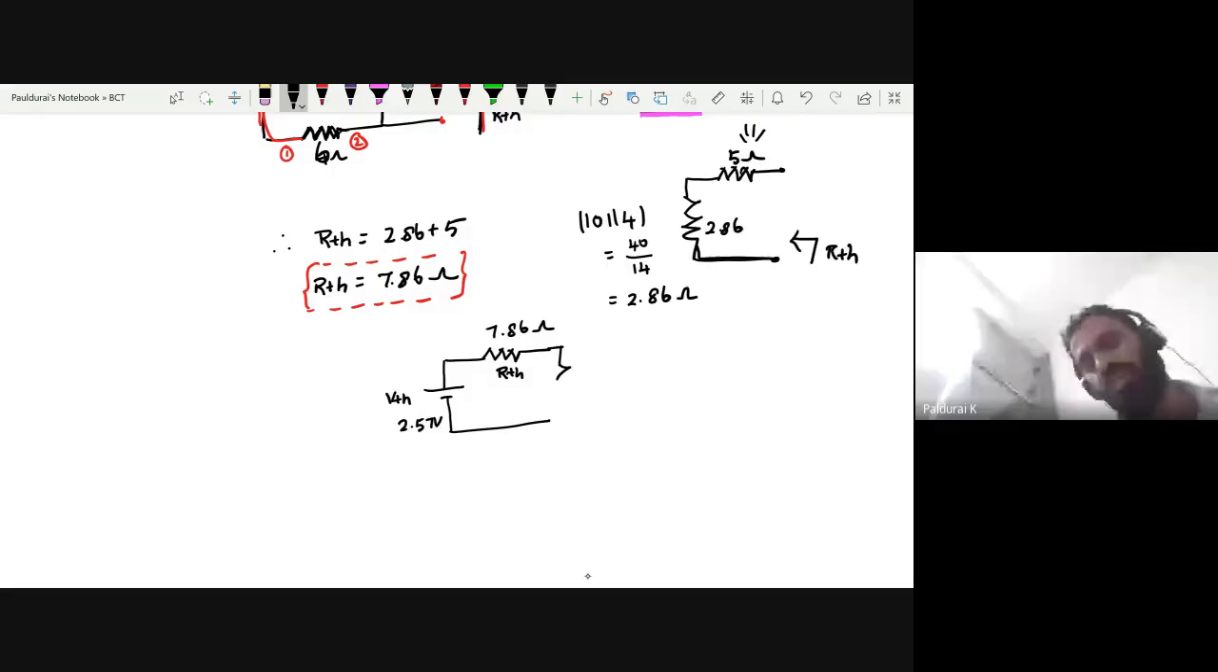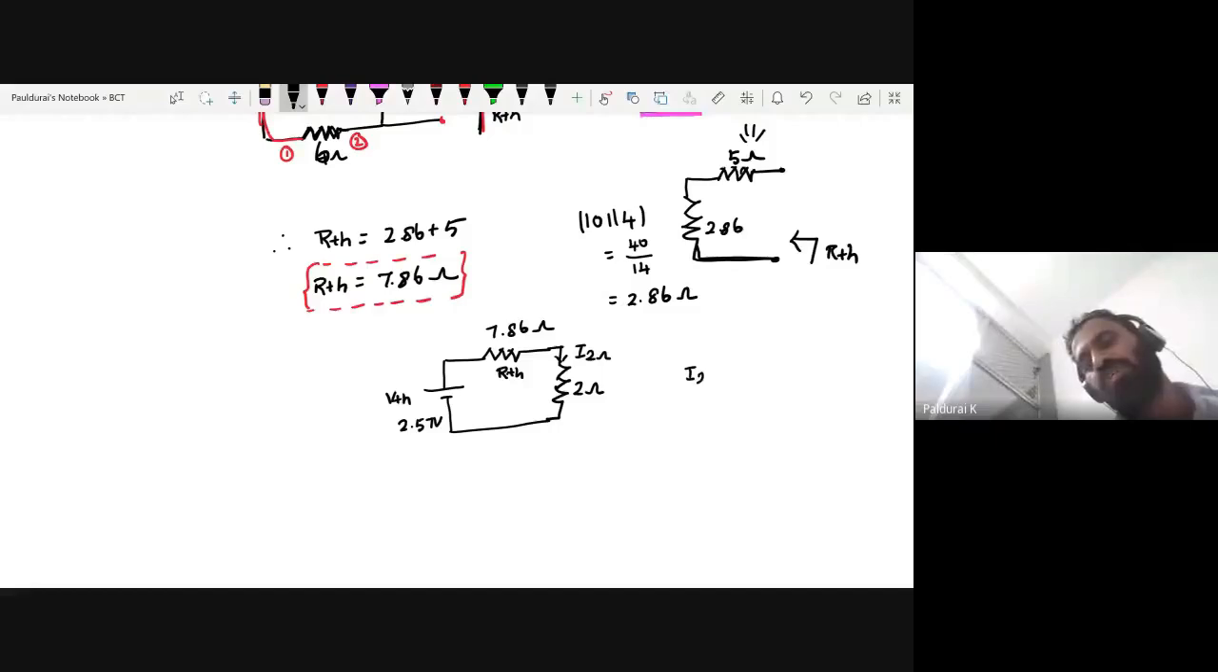Now connect the load. 2 ohm. Now find this I sub 2 ohm. How will you find this I sub 2 ohm? I equal to V by R, where V equal to 2.57 divided by R equal to 7.86 plus 2, since both are connected in series. So 2.57 divided by 9.86.